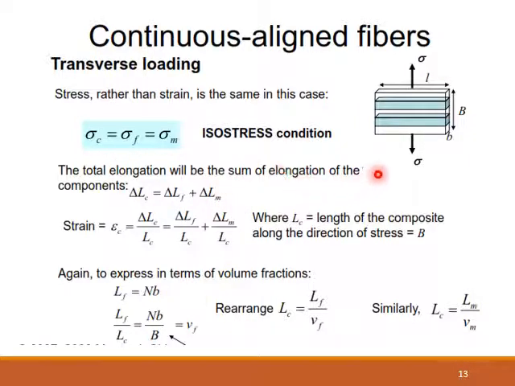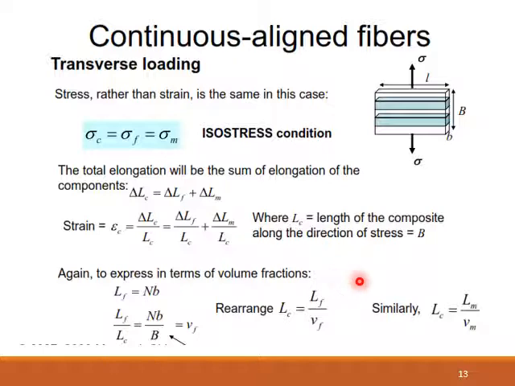Now this will mean that the strain is different. So the strain in the composite will be different from the strain in the fiber and will be different from the strain in the matrix. So the total strain now in the composite material will be equal to the strain in the fiber plus the strain in the matrix. So this is what you have. Your epsilon C will be equal to change in LC divided by the original length of LC, and this will be equal to change in LF divided by the original length of F, plus change in LM divided by the original length of M. So this is what you have.